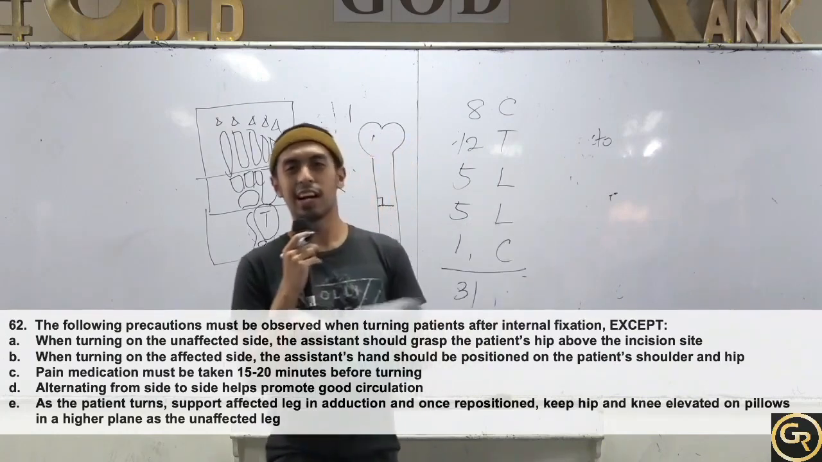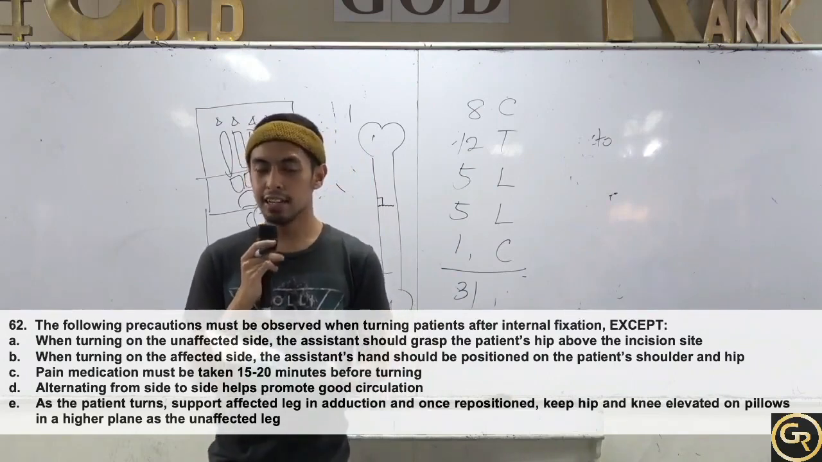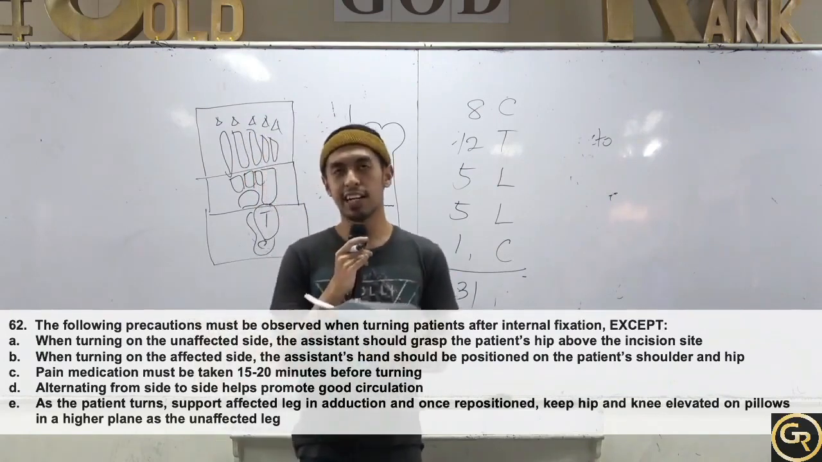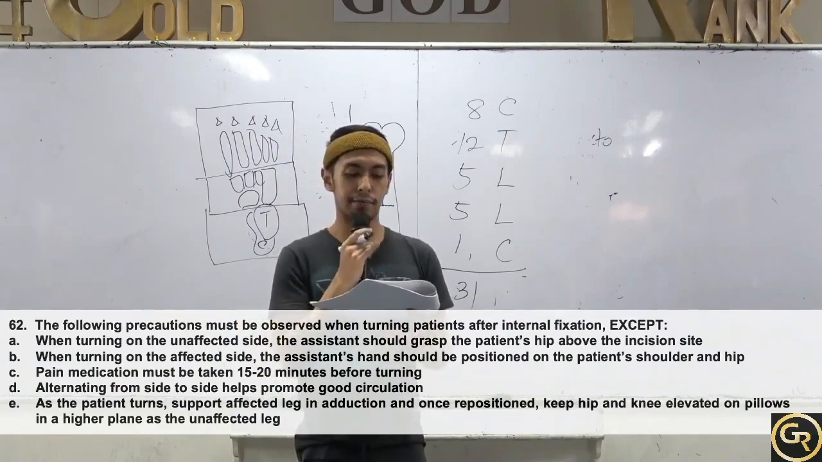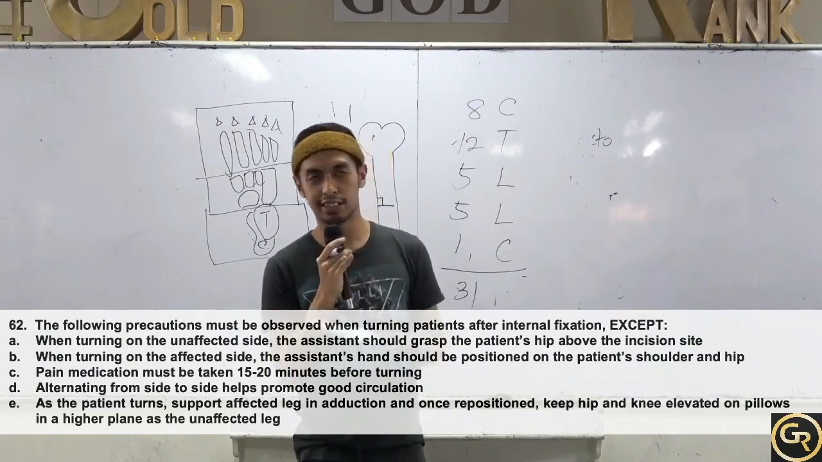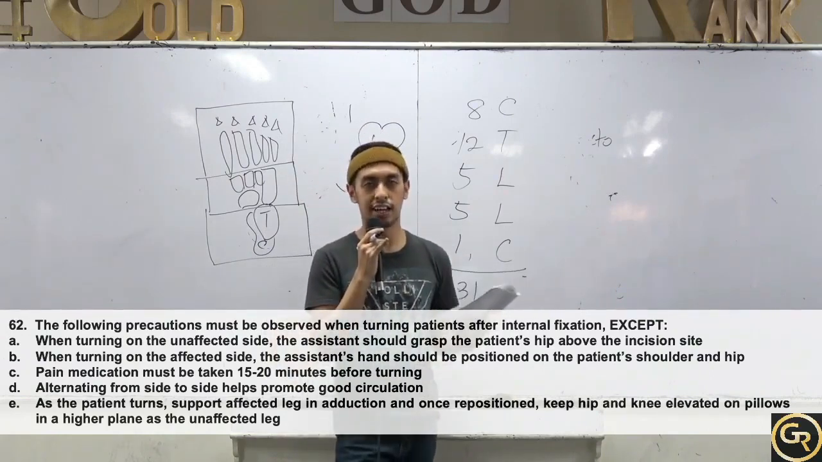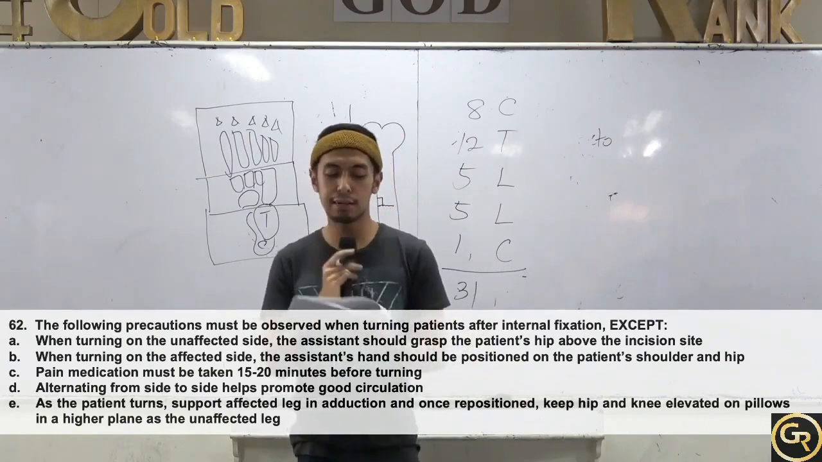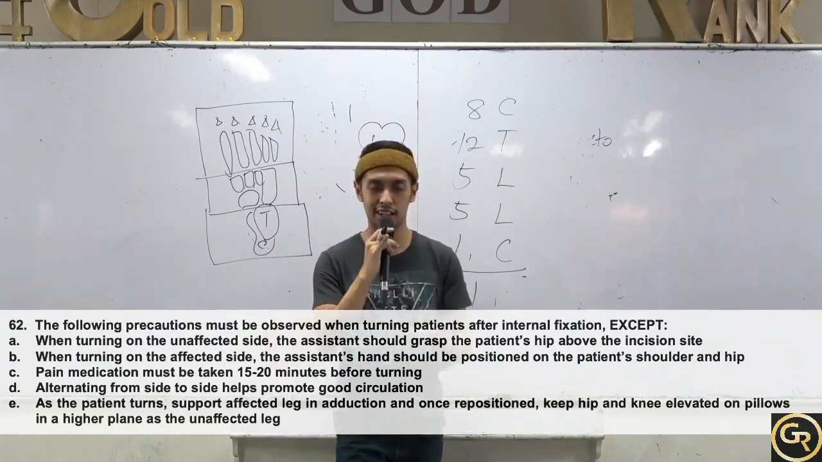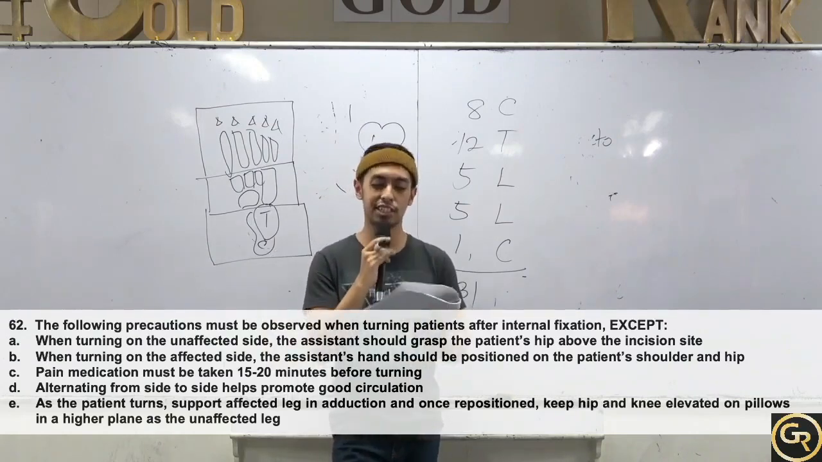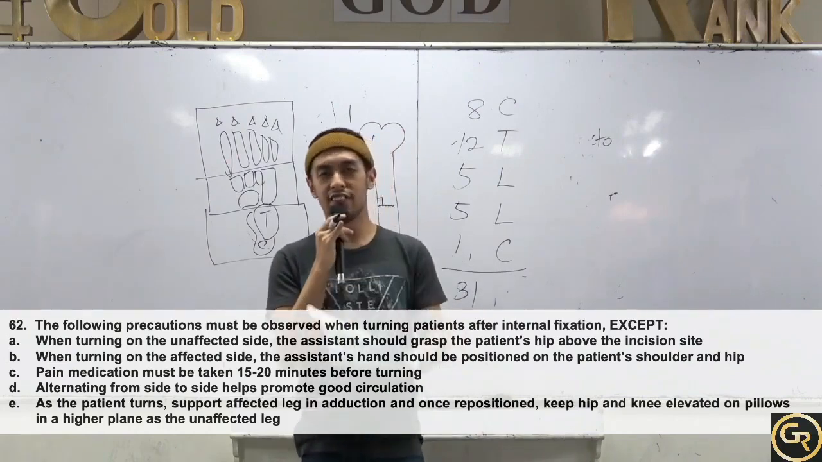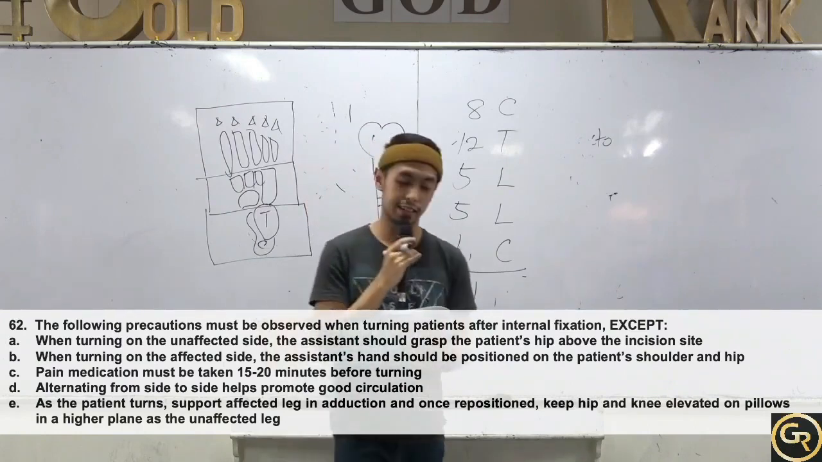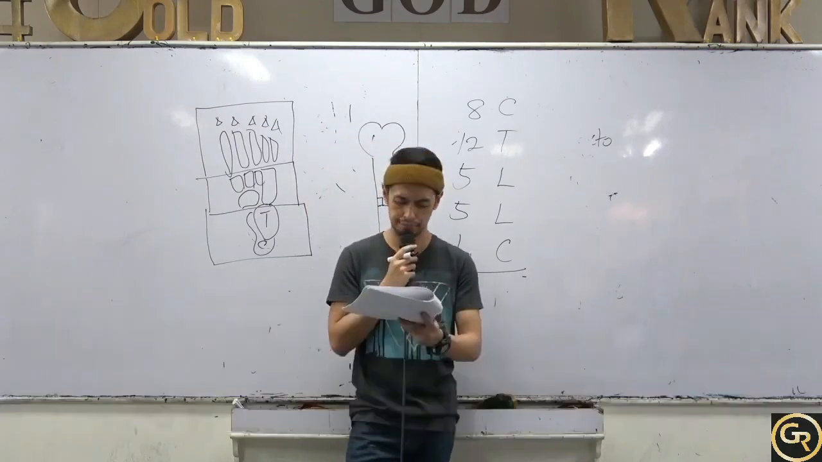Right? There's already a contradiction. It said earlier that the leg should be adducted, but once in that position, you need to raise the leg. You'll put it on pillows. Would that still be adduction? That would already be abduction. So to correct this statement: as the patient turns, support the affected leg in abduction, and once repositioned, keep the hip and knee elevated on pillows in a higher plane than the unaffected leg. Are we clear on that? Again, 62, it's letter egg.